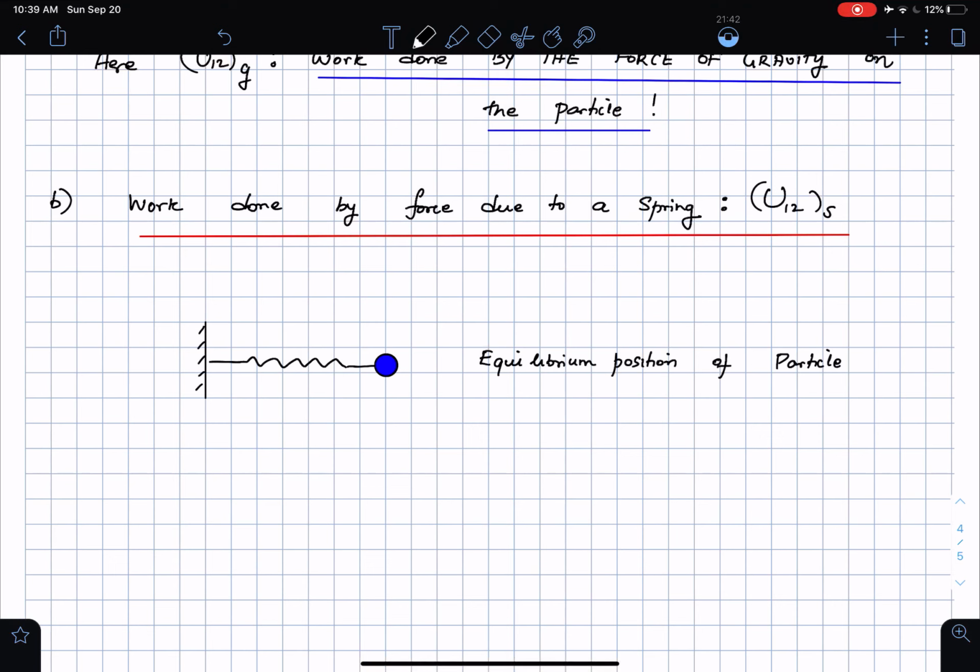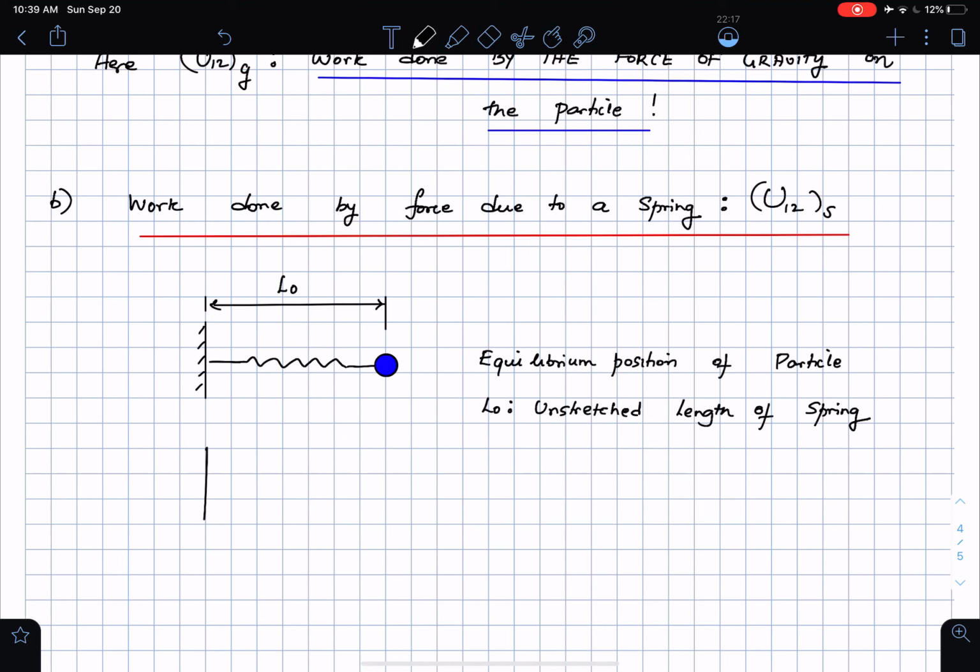Okay, and in the equilibrium position, the length of the spring is called the unstretched length, L naught. Okay, so here this length I'm going to call it L naught. Okay, L naught is called the unstretched length of the spring. Now I'm going to consider position 1 and position 2. Okay, so what happens is that as I apply some force on this particle, perhaps the particle is going to move. Okay, so maybe I give it a certain displacement.